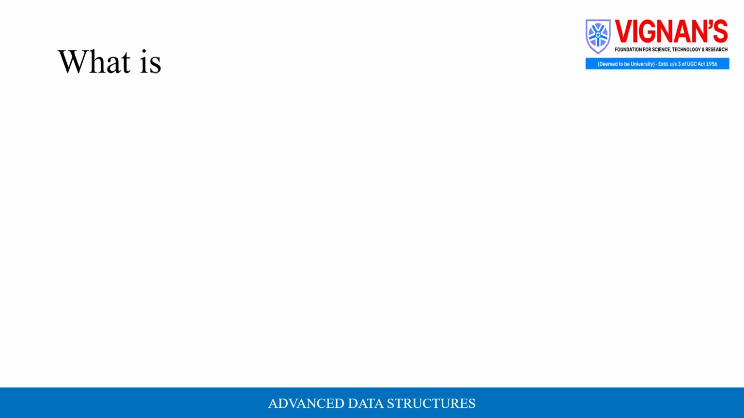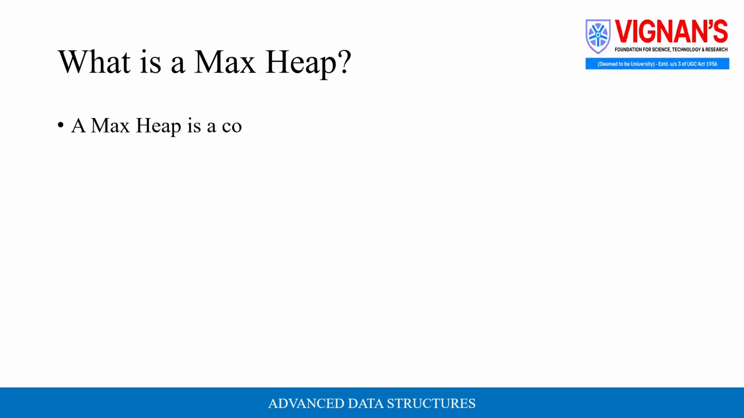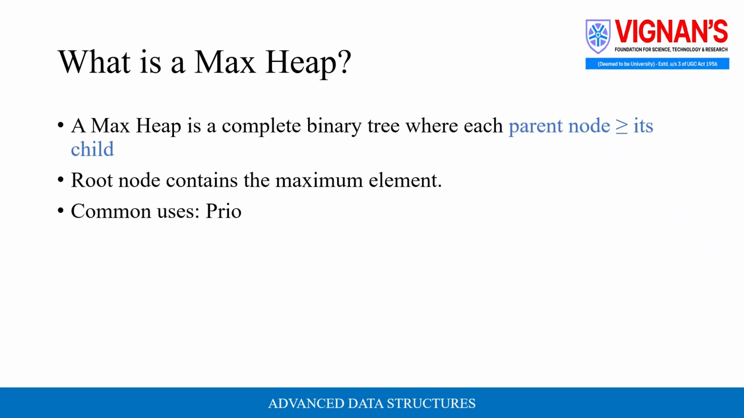A max heap is a complete binary tree where the value of each parent node is greater than or equal to the value of its children. This means the root node always contains the maximum value. Max heaps are used in applications like priority queues, heap sort, and CPU scheduling.